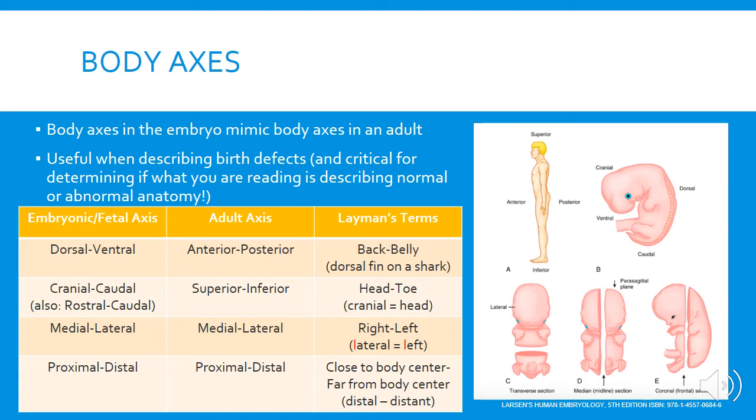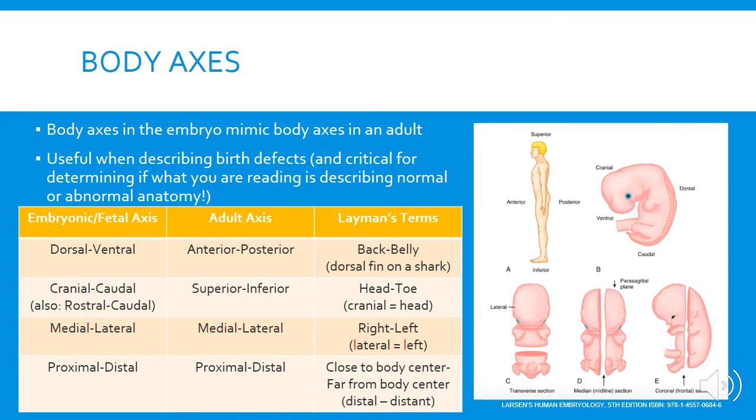The next axis is the cranial caudal axis. In the embryo or fetus, in the adult, it's called superior and inferior. This is essentially head to toe. And again, this one's easy. Cranial, cranium, head. The opposite of that would be toes, or in this case, the caudal region, which is in reality your tailbone. But this axis describes the orientation from head to toe.